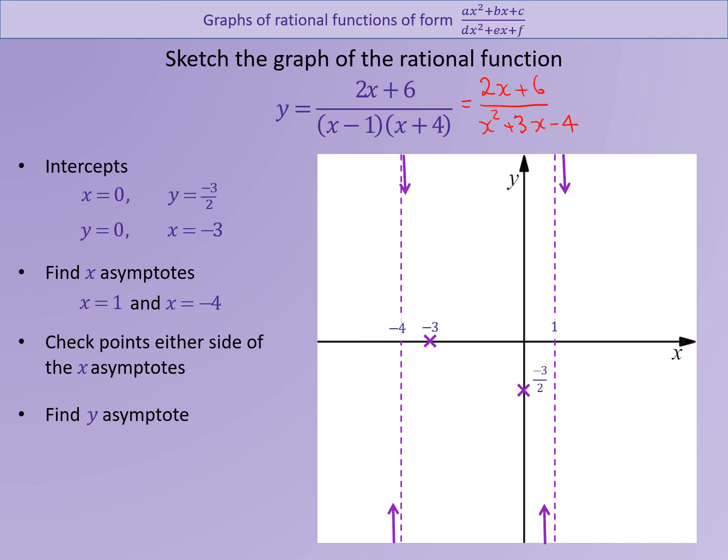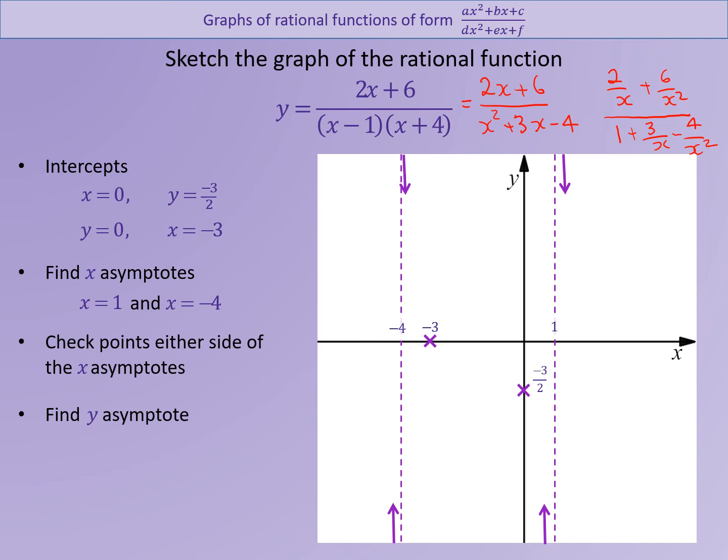minus 4. So if we divide each term by x squared, you've got 2x divided by x squared, which gives us 2 over x, and 6 divided by x squared would be 6 over x squared. Underneath, x squared over x squared is 1, and the second term there, 3x over x squared, is 3 over x, and the final term 4 over x squared.